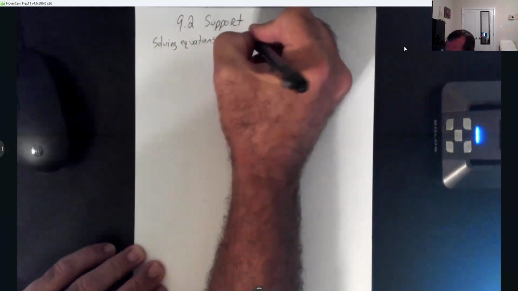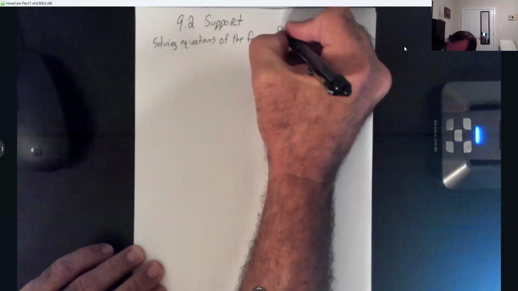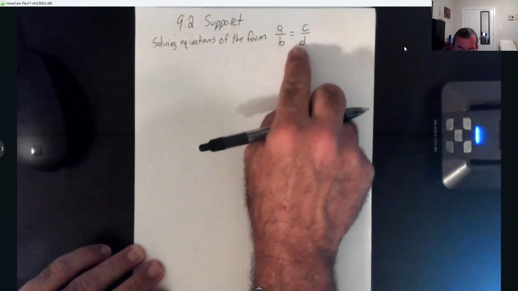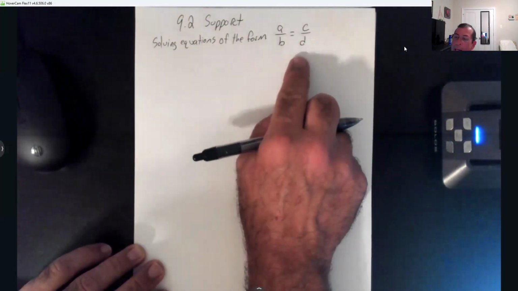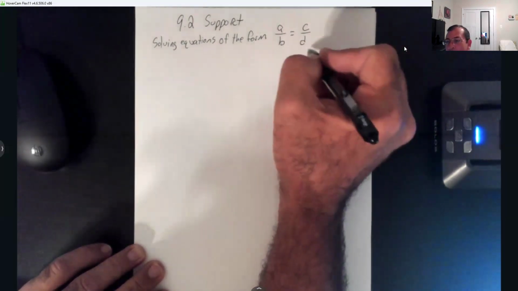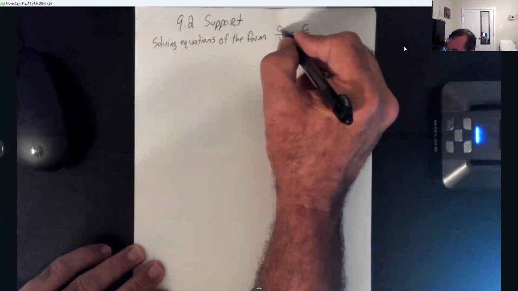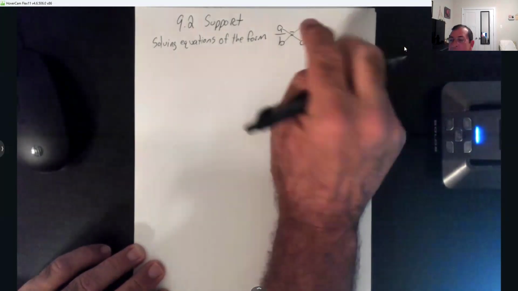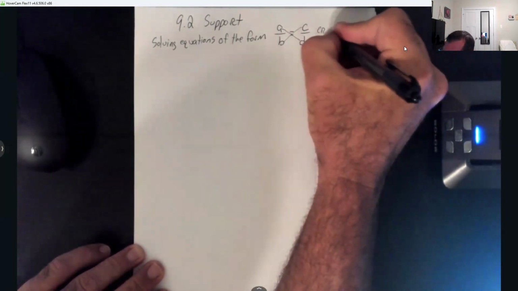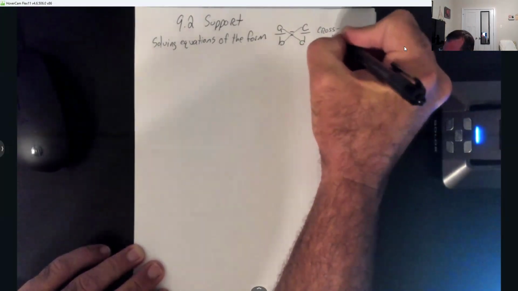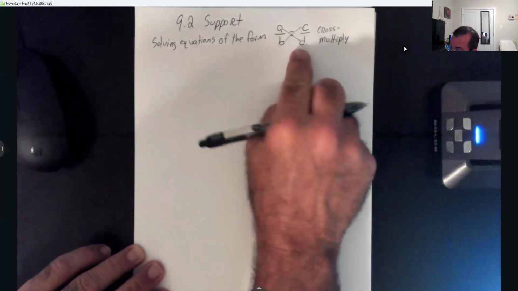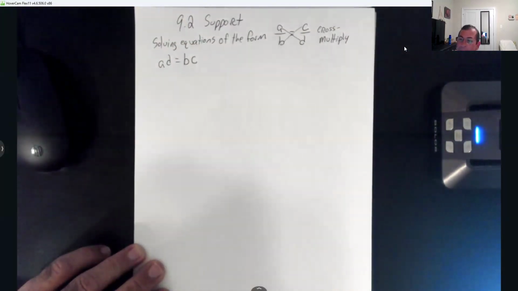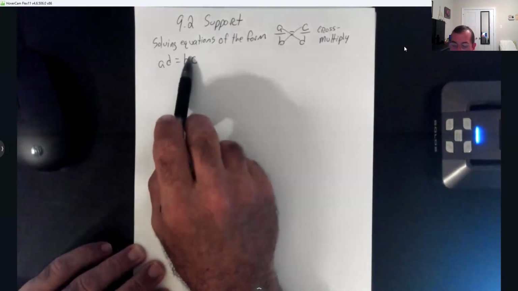of the form A over B equals C over D. So I got fractional equations. So y'all, to solve these, the easiest way to get rid of these fractions is what we call cross multiplying. The top of the one fraction multiplies by the bottom of the second fraction, and the bottom of the first fraction multiplies by the top of the second one. This is called cross multiplying. Doing that, you get AD equals B times C, okay? But guess what? The fraction's gone at this point.